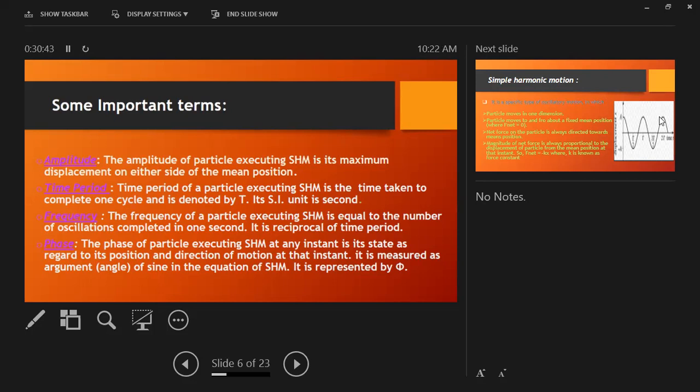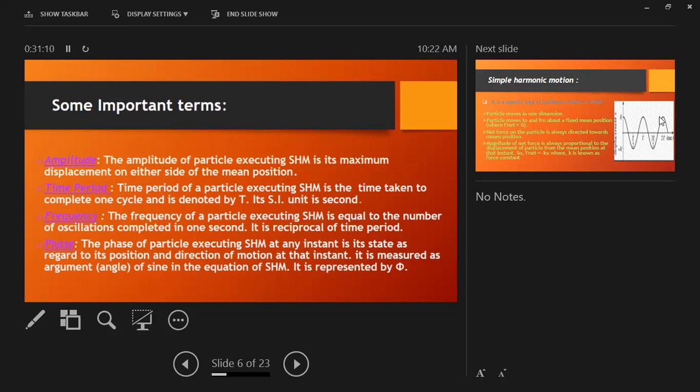Phase, very important. This definition we can write, but the actual definition which I found from some other book, not from this book: it describes the state of motion and direction of a particle.